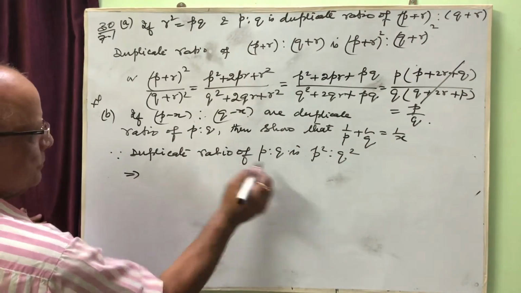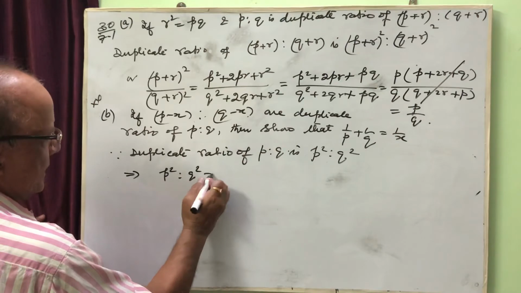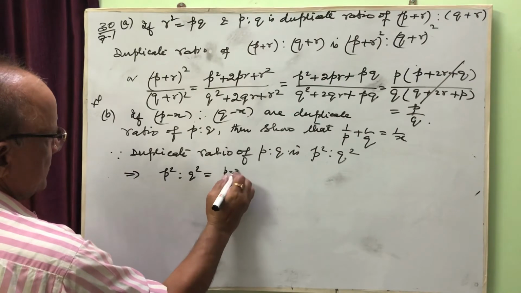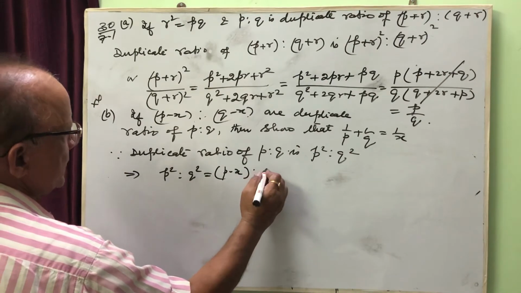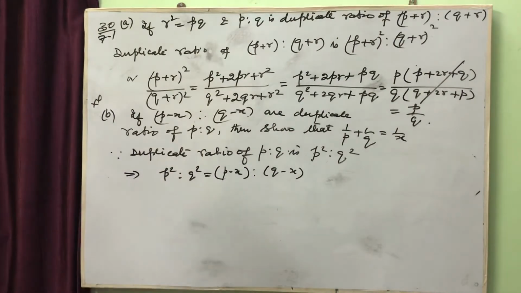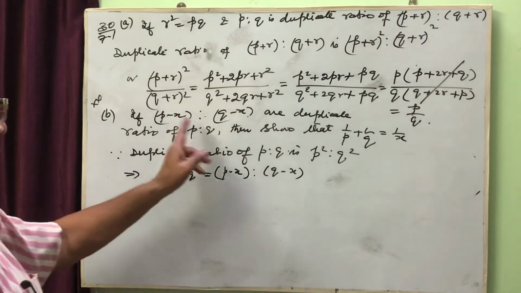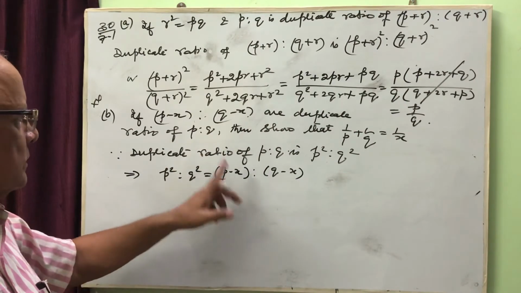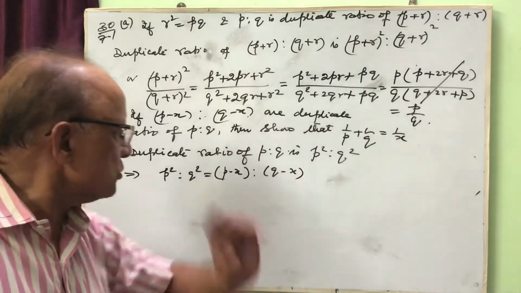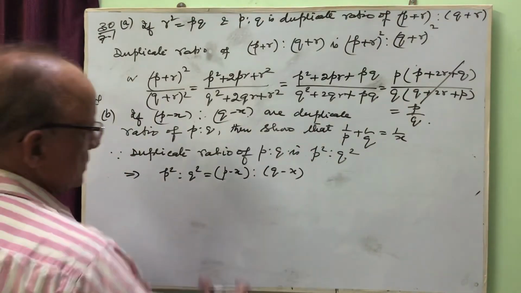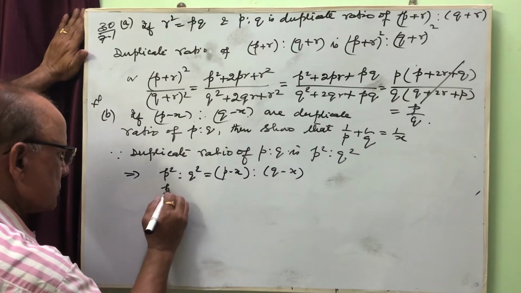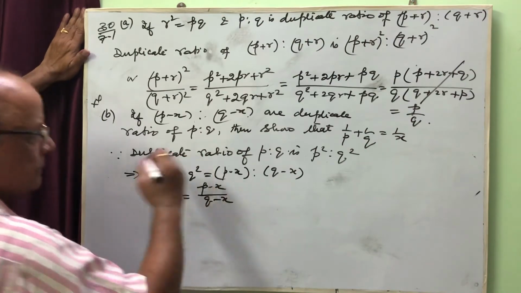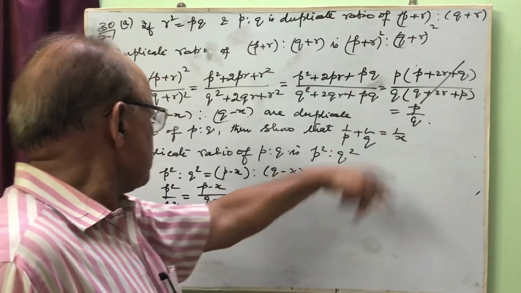Therefore, p square is to q square, the duplicate ratio, is equal to p minus x is to q minus x, because it is given that this is the duplicate ratio of p is to q. But we know that the duplicate ratio of p is to q will be p square is to q square. Therefore these two are equal. Now p square by q square equal to p minus x by q minus x. Then you have to prove that 1 by p plus 1 by q is equal to 1 by x.